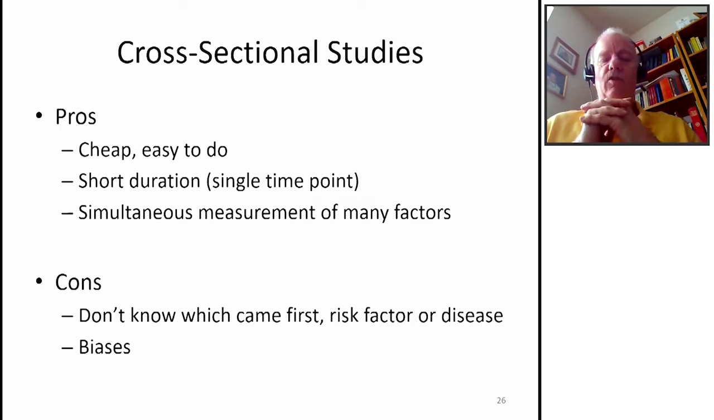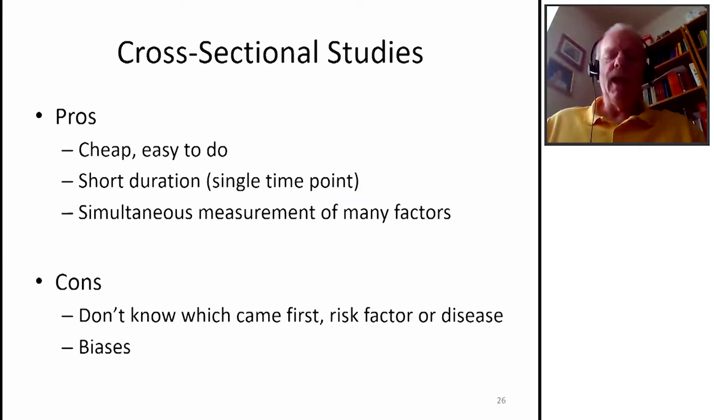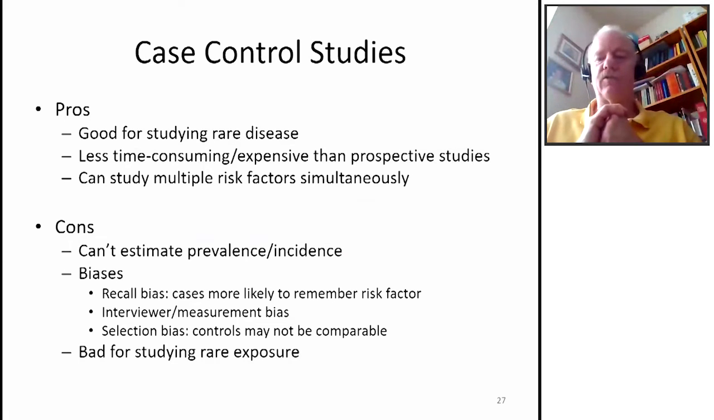So you could measure a whole lot of other factors. You could, in your questionnaire, ask them about other conditions. But one of the cons is that you don't know which one came first. You just know at a single point in time whether they're smokers and whether they have lung cancer. You don't really know which one came first necessarily. And there are a lot of biases as well, and this holds for any of these observational studies.